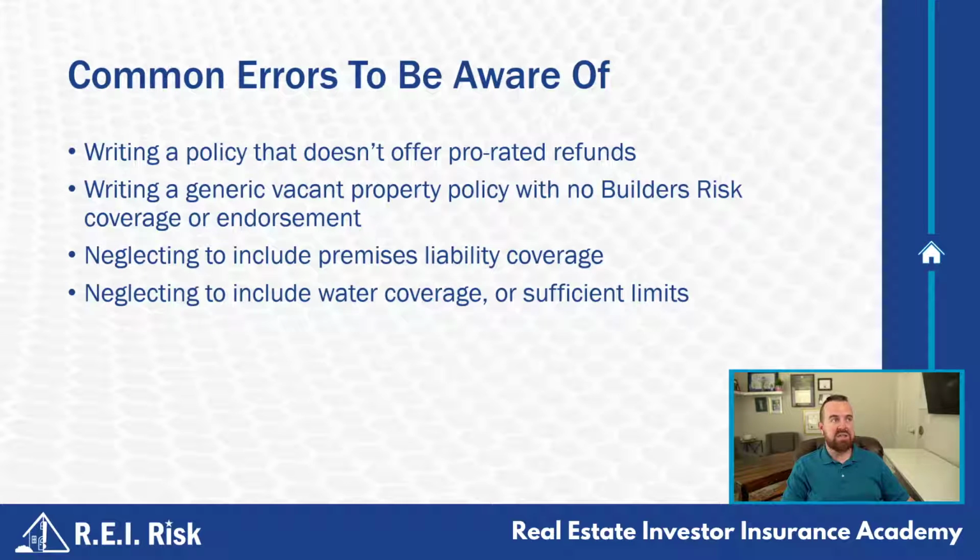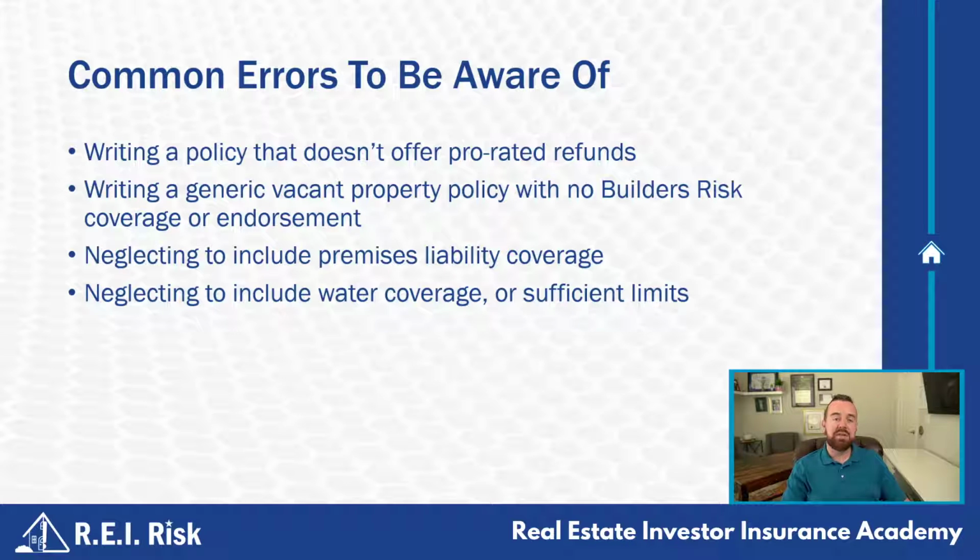So lastly, we're going to look at some common errors to be aware of. If you see any of these things in your insurance program, you really should consider finding a different representative because these are easy errors to make, but it's also going to be avoided by anyone who knows what they're doing. So first is looking at writing a policy that doesn't offer prorated refunds. Not all insurance policies are created equal. A lot of builder's risk policies will not give you a prorated refund if you finish the project early, if you sell the property before the end of the policy term. So make sure you're asking your agent about that.